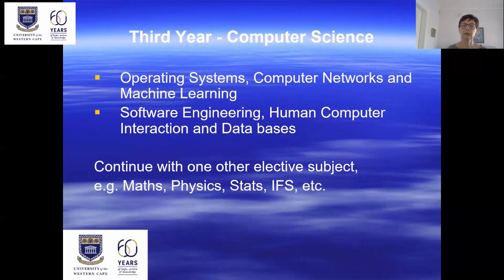So in the third year level, you'll do machine learning. And that is really your first AI course that you will take. You'll also learn other things, operating systems and computer networks, that are also important, as well as software engineering, human-computer interaction and databases. But the machine learning component is important if you have an interest in artificial intelligence. And then obviously you have to take other science subjects as well, maths or physics or stats or information systems.